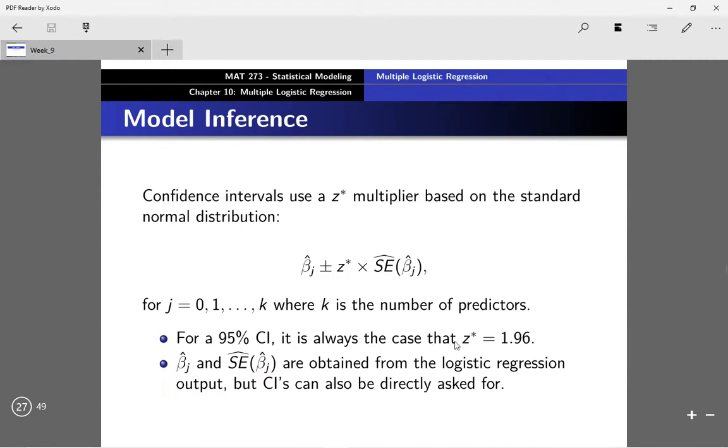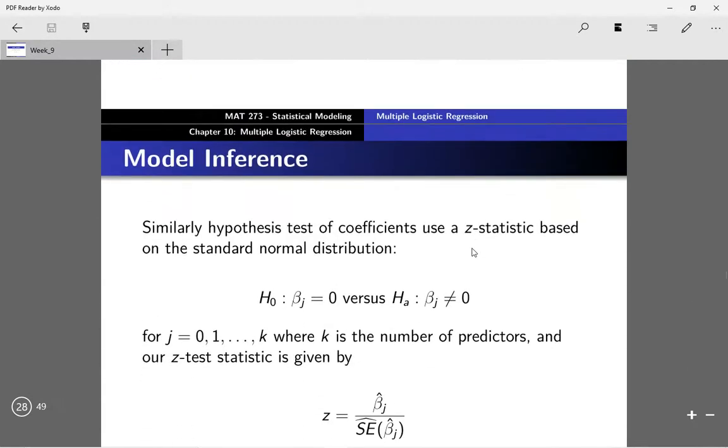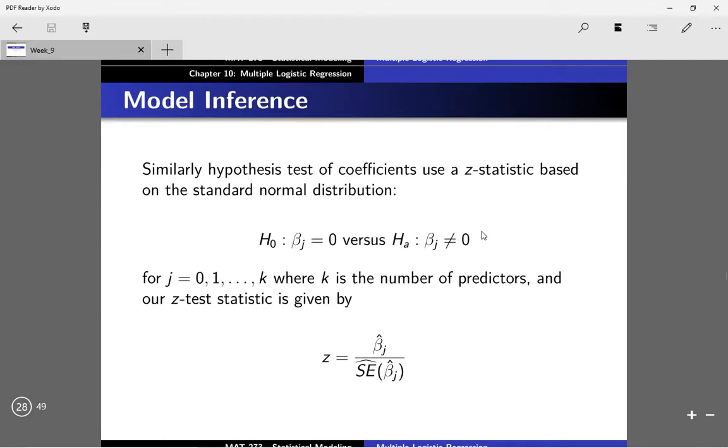So yeah, that's the z-star multiplier here. And we get the beta hat, the regression coefficient estimate, and the standard error estimate from our model output when we print that logistic regression model output. Okay. So that was how to do a confidence interval.